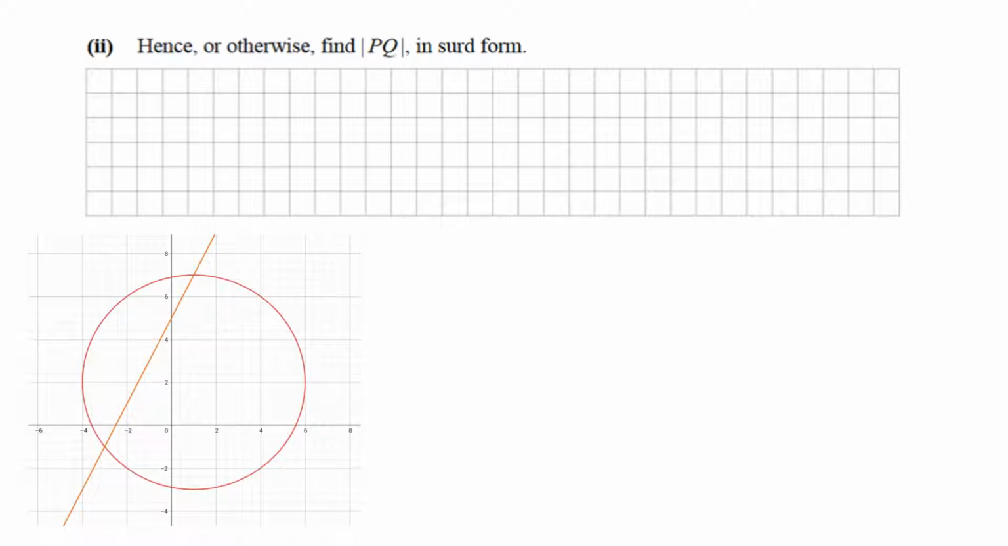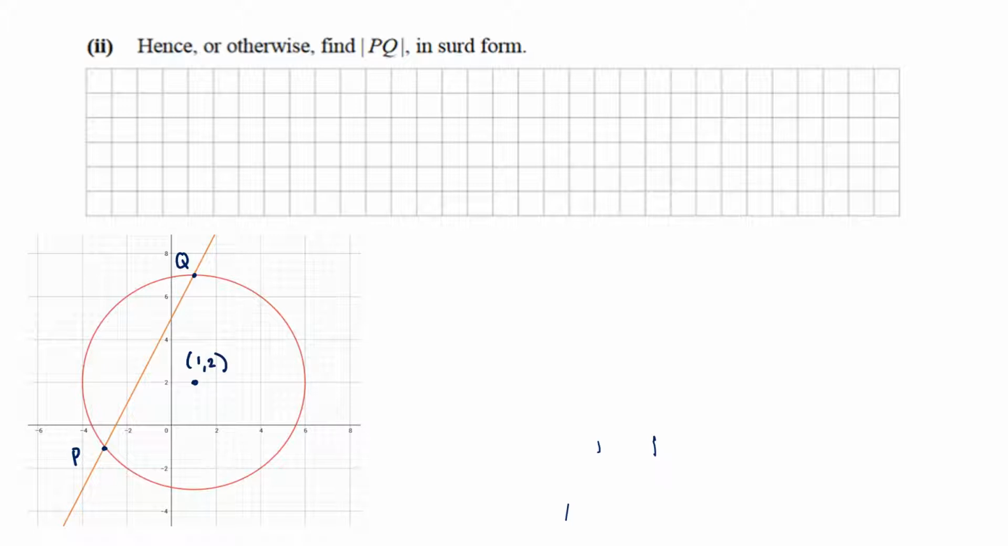So now it says, hence or otherwise find PQ in surd form. So we know that this line here cuts the circle at the points P and Q. We can of course work out P and Q and find the distance, but it does say hence or otherwise. So we need to work with what we have, and here's my center point 1, 2.